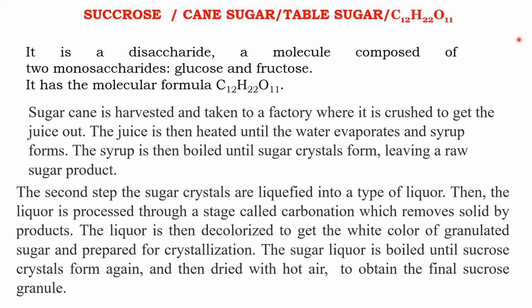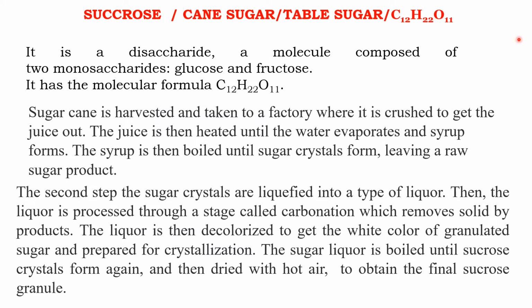Why is it a disaccharide? Because sucrose on hydrolysis will give you two monosaccharides. So sucrose is an example of a disaccharide. Sucrose on hydrolysis will give you glucose and fructose. Glucose and fructose are monosaccharides. So sucrose is an example of a disaccharide with a molecular formula of C12H22O11.